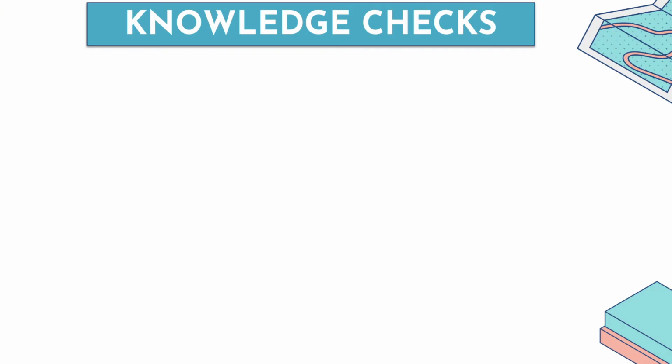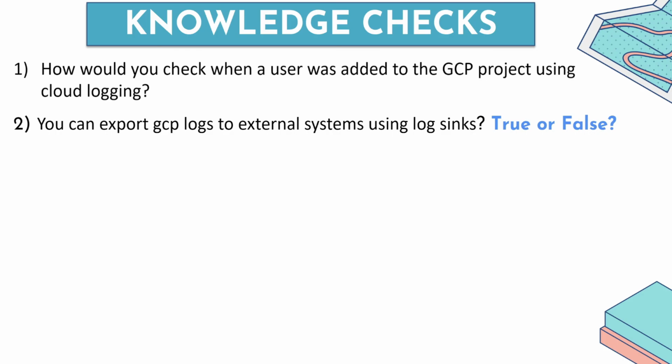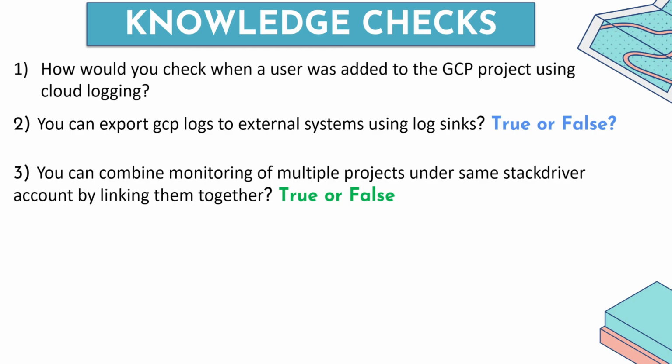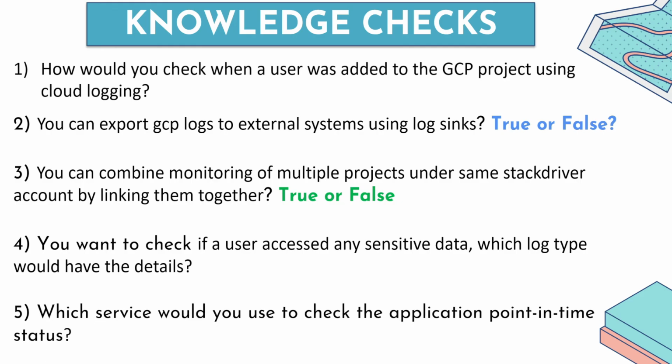All right, time for a quick knowledge check of what we have learned so far. How would you check when a user was added to the GCP project using Cloud Logging? You can export GCP logs to an external system using log sinks. You can combine monitoring of multiple projects under the same Stackdriver account by linking them together. Is that statement true or false? You want to check if a user accessed any sensitive data, which log type would have the details? And which service would you use to check the application's point in time status?